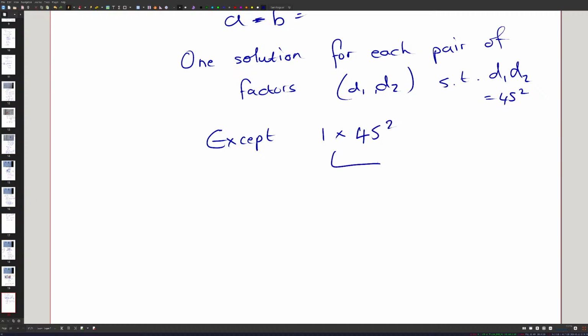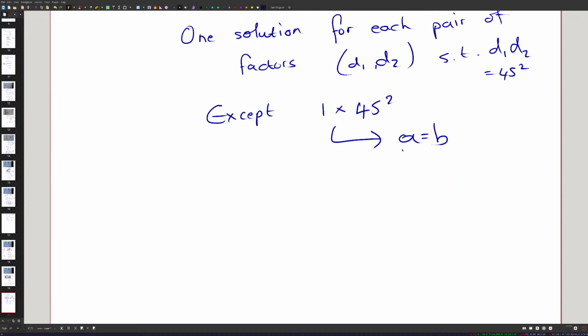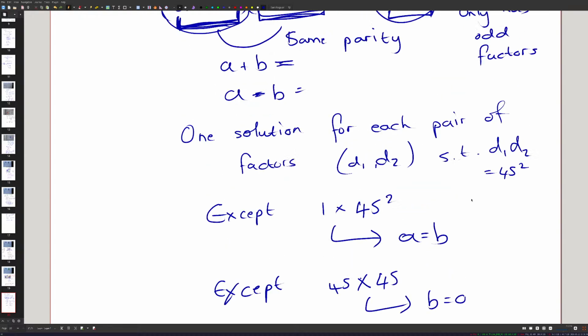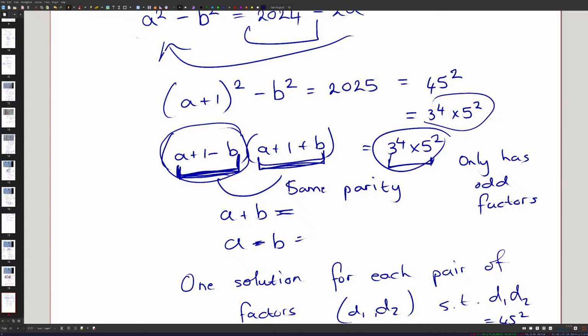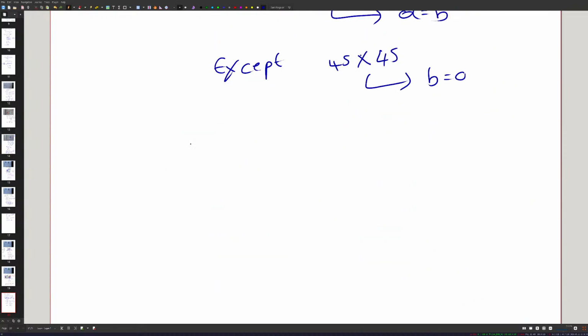Squared, because this gives us a equals b, which we were told to exclude because we said they're two different integers. And also exclude 45 times 45, because that's going to give us b equals 0. Okay, so the number of factors of this number is 5 times 3, so there's 15 factors.